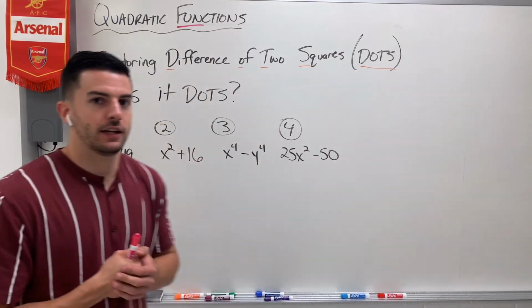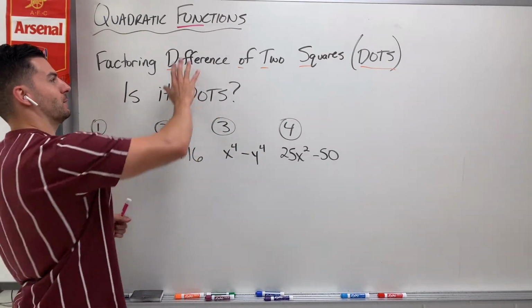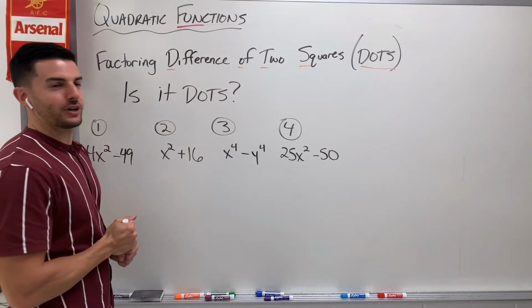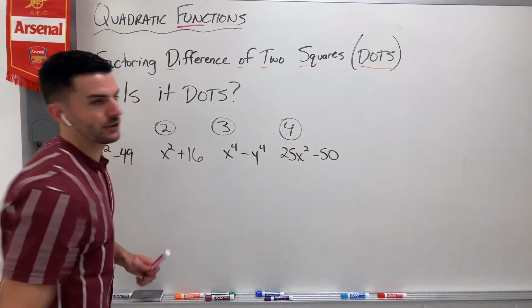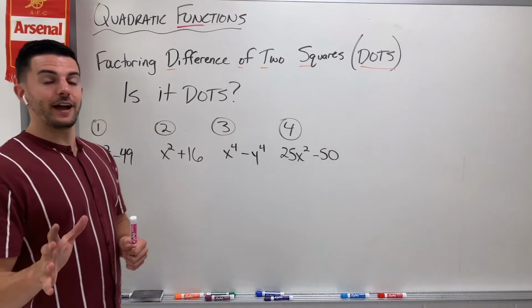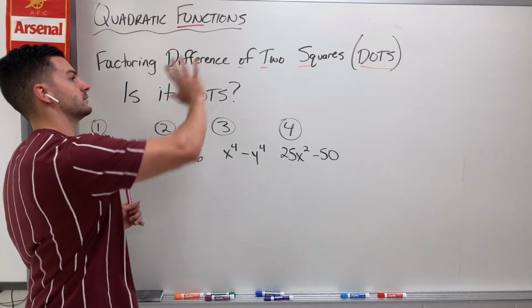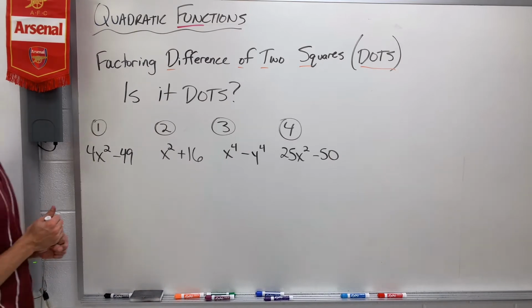We're back and we're going to play a little game here called "Is It Dots?" I know that's not probably right grammar, but that's okay. We're just going to look at these four binomials that I put up here, and we're going to answer: would this be able to be factored with the dots strategy? And so again, let's break these down.